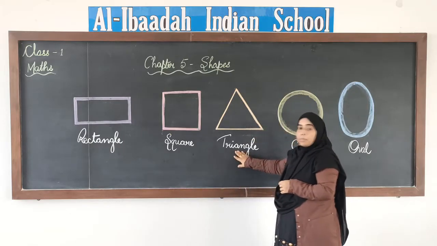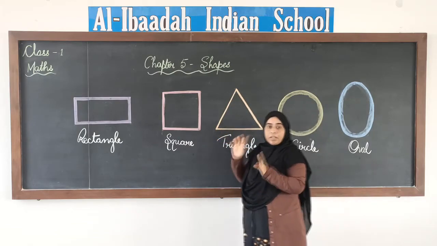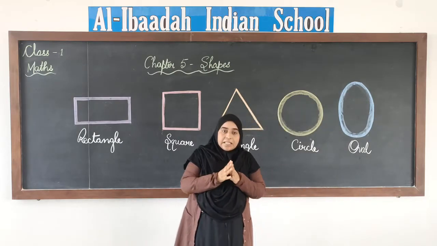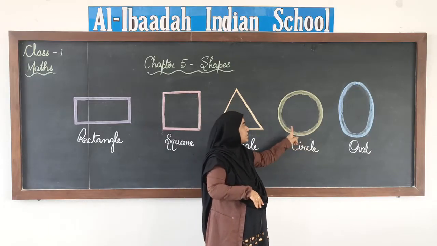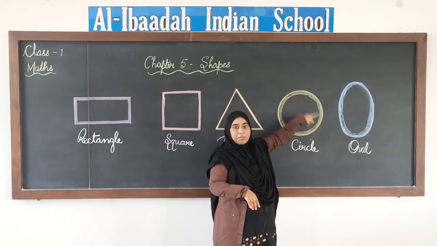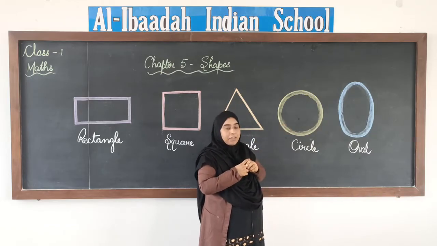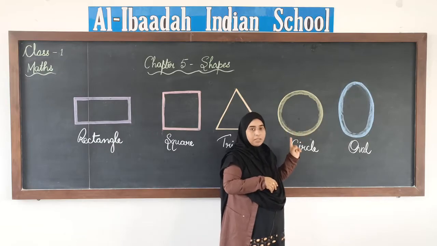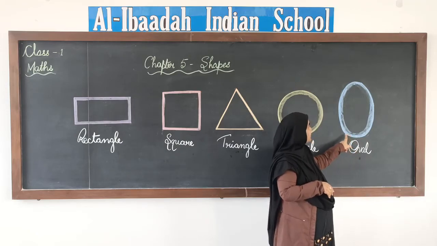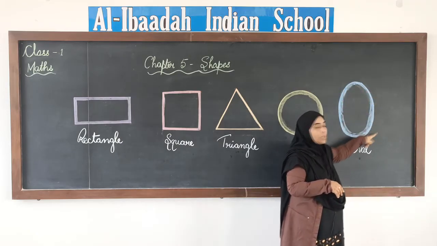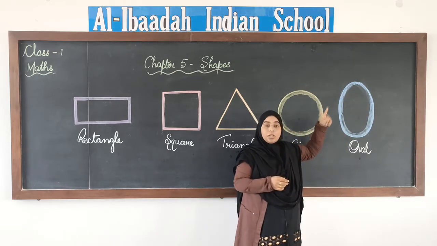The third shape that we discussed was triangle. Triangle has 3 sides. A shape that has 3 sides, we call it a triangle. Next we saw a circle. Circle is round in shape. Some examples for circle are the bangles or the finger ring that we wear. All these are examples for circle. Then last we saw oval. Oval has also been formed by a curved line, but it is slightly different from the circle because it is not round.